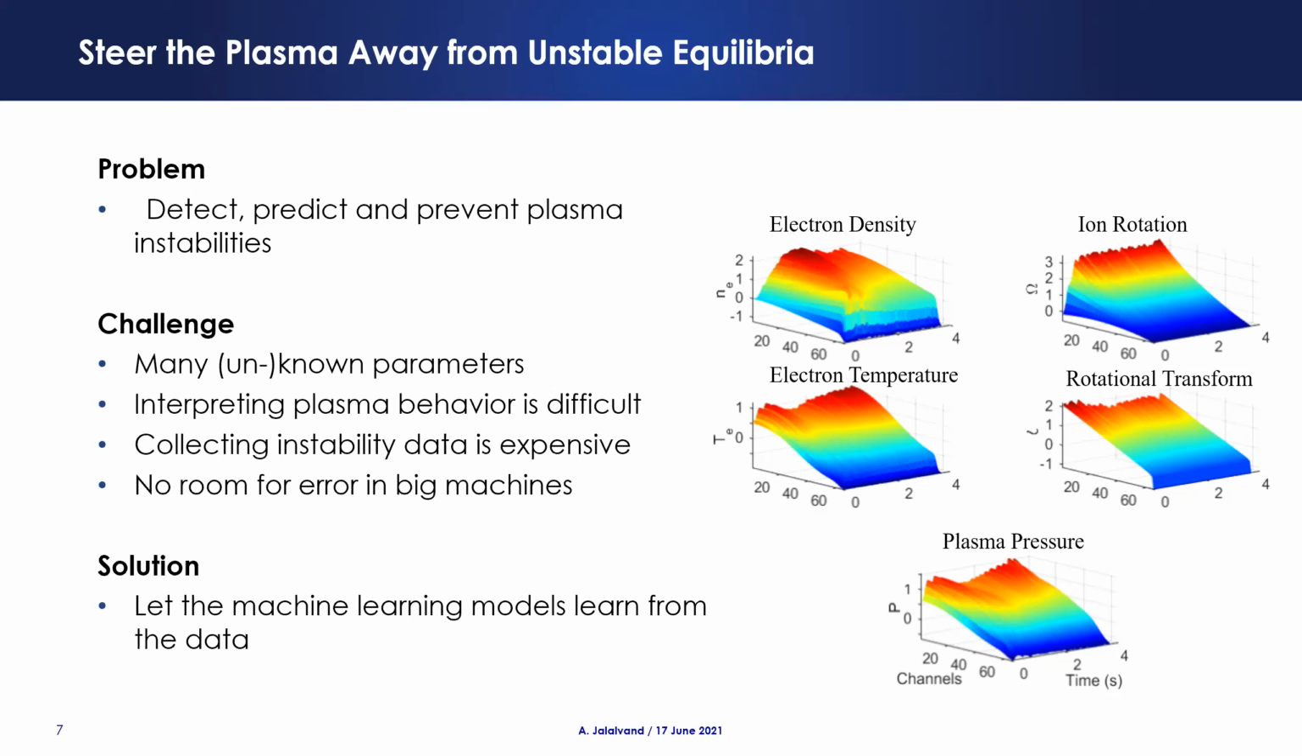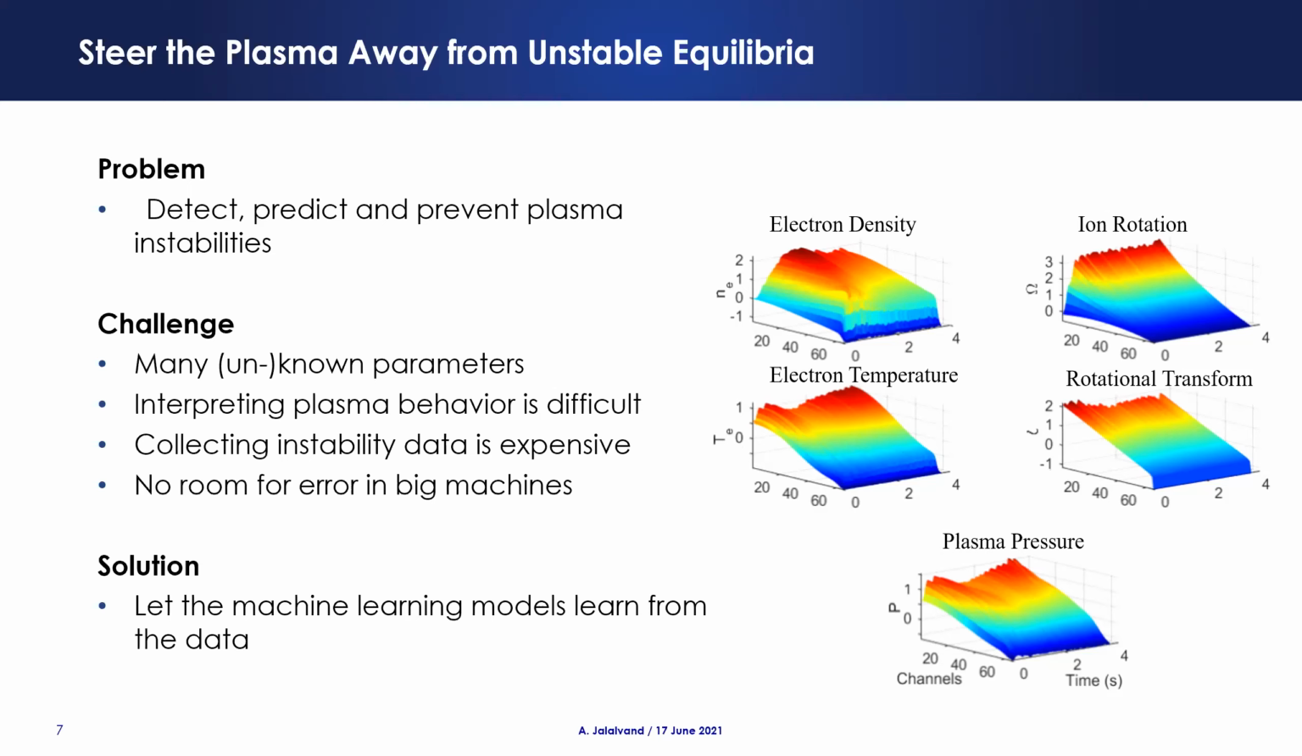And on the right side, you see a few of these parameters, like electron density, ion rotation, electron temperature, rotational transport, and plasma pressure. These are some of the most important parameters that have to be controlled and predicted to be able to control the plasma behavior.